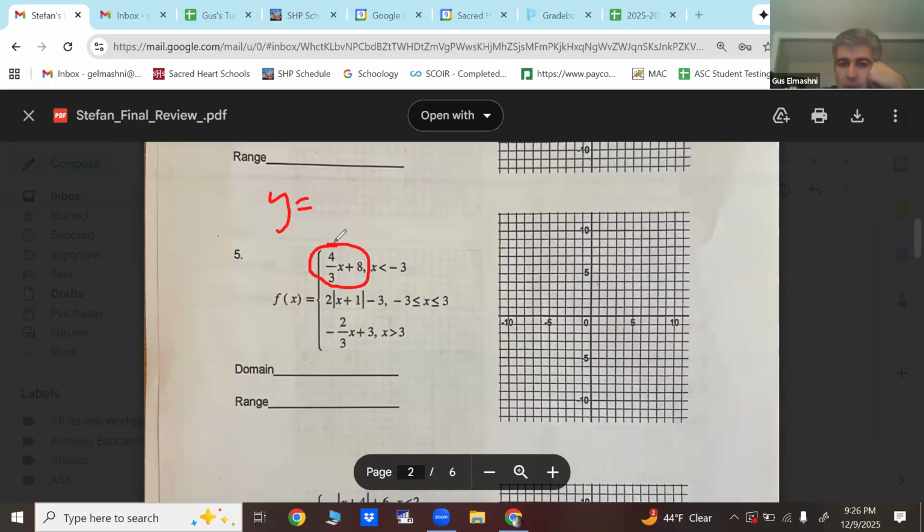Well, hold on. It's 4/3 x plus 8. We just did this. Oh, so it's a line. Yeah, it's a line. It's y equals mx plus b. What's your y-intercept here? Y-intercept is 8. Good. Which slope? 4/3. Up 4, right 3. But it's supposed to be starting at -3. So by putting -3, it should be 4. So go this way, and it's open.